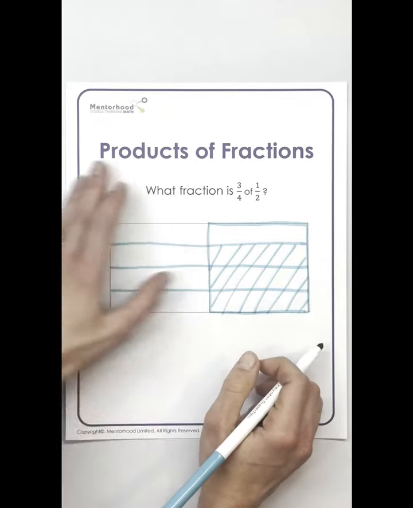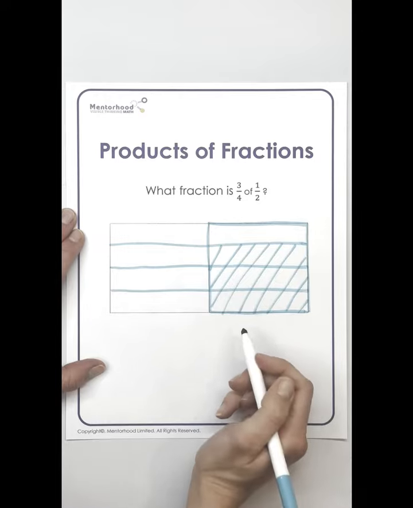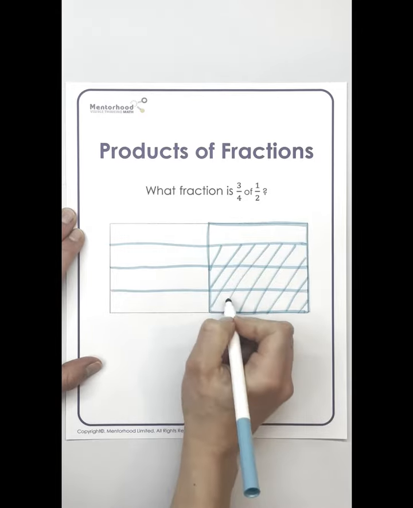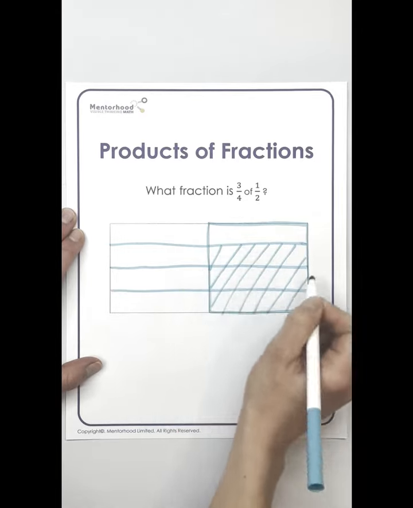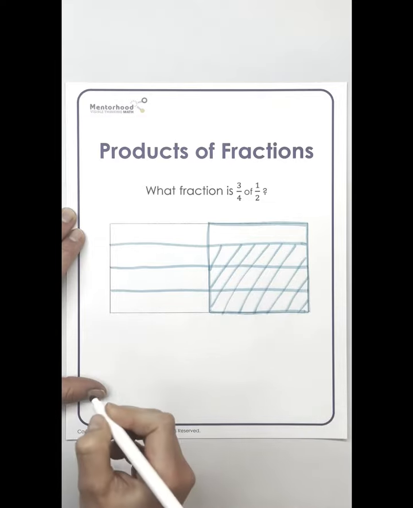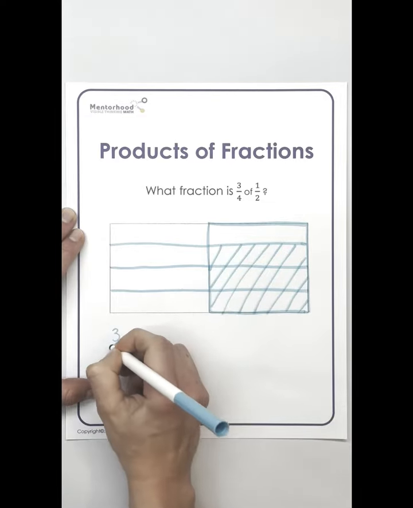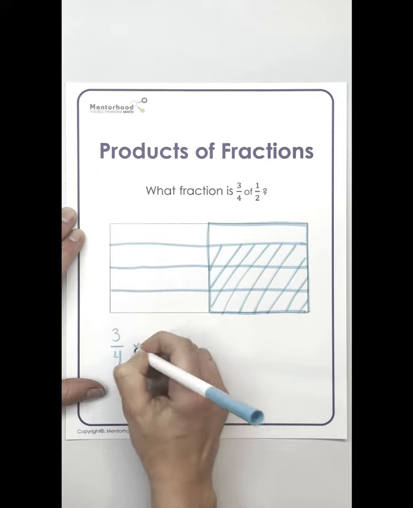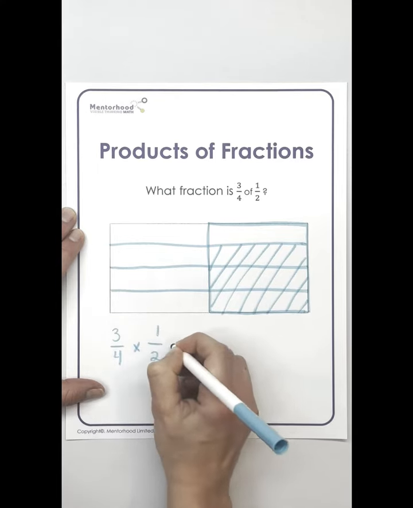Now let's see what fraction that is in regards to the whole shape. Well, how many sections did we say we made? 1, 2, 3, 4, 5, 6, 7, 8. And how many of them do I have? 1, 2, 3. So I can rewrite 3/4 of 1/2 as 3/4 times 1/2.